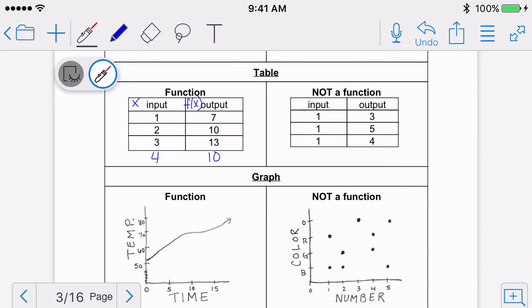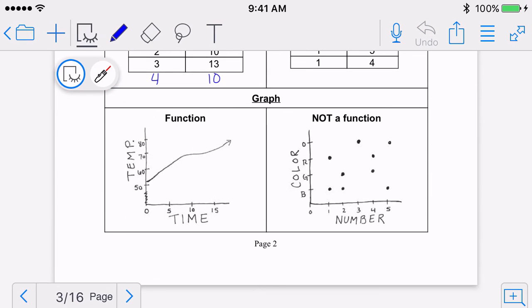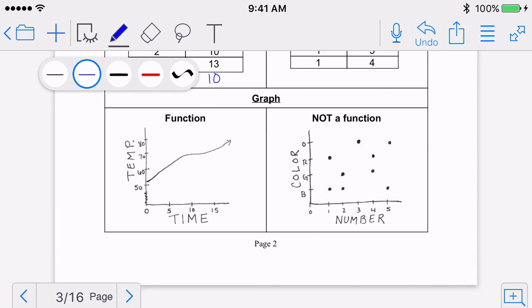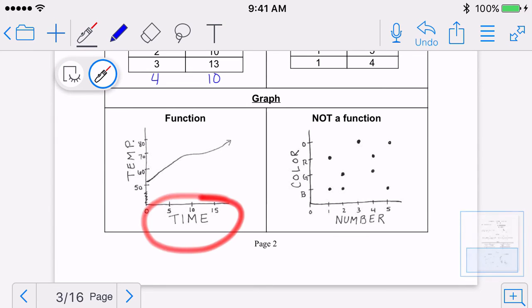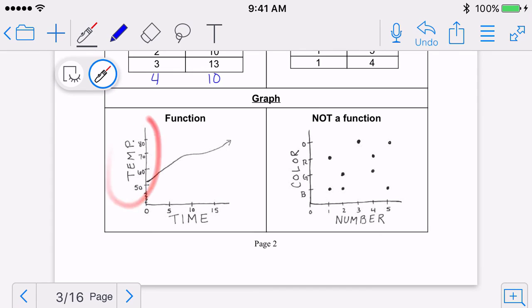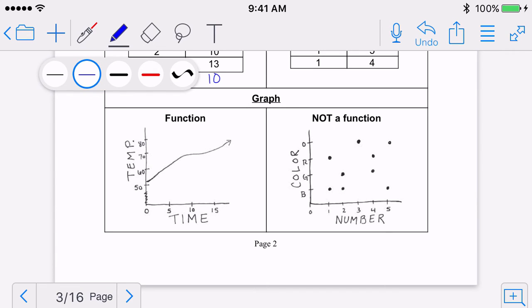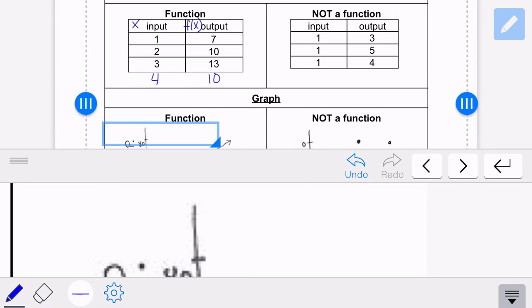The last way we can look at a function is a graph. So what we've got here is an example that is a function. We've got time at the bottom and temperature on the other axis, and whatever our function is doing on the graph there. Something that is a function is going to pass what we call the vertical line test. So I'll write that in for you down here. I would write this down too.